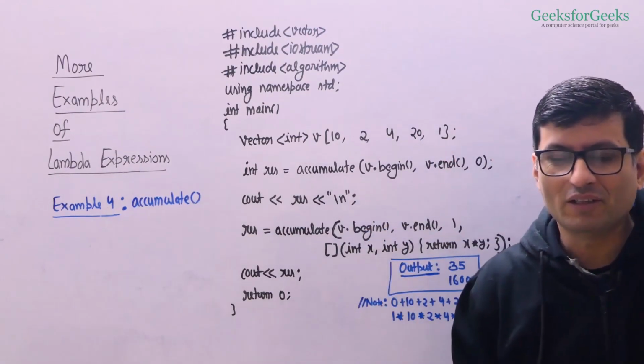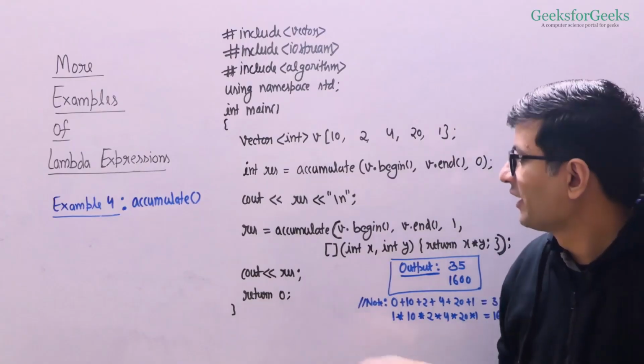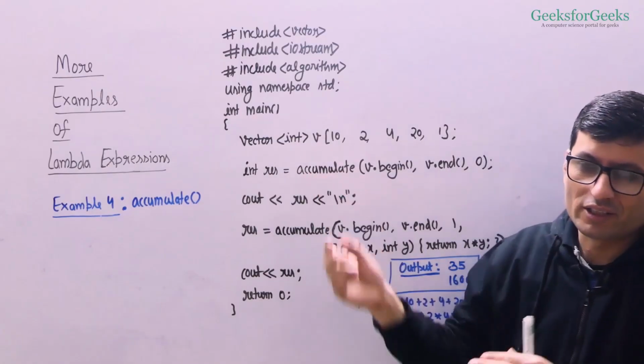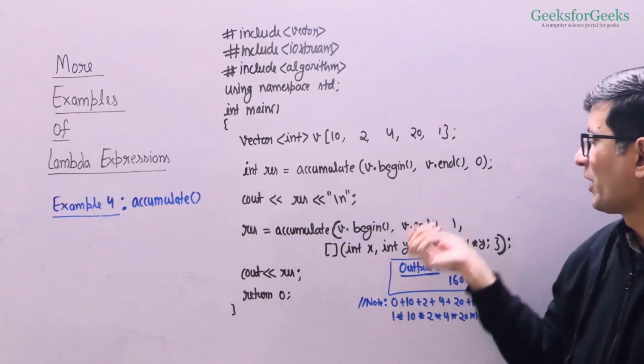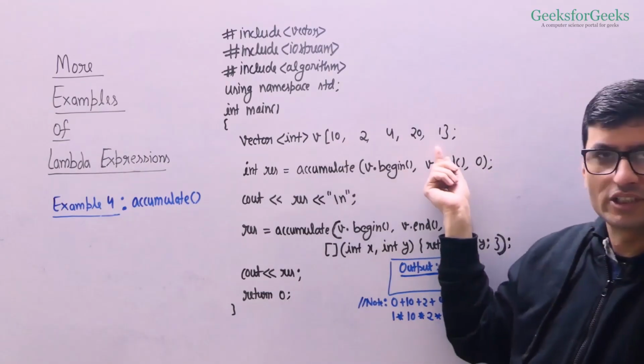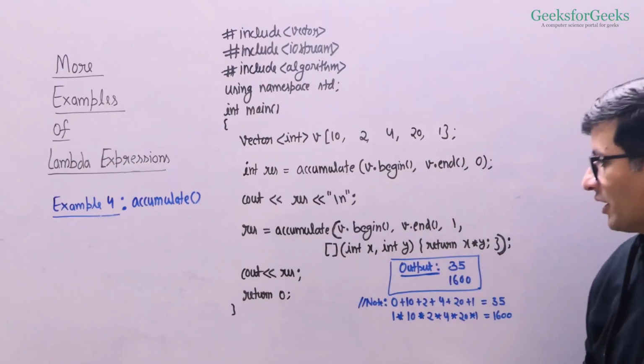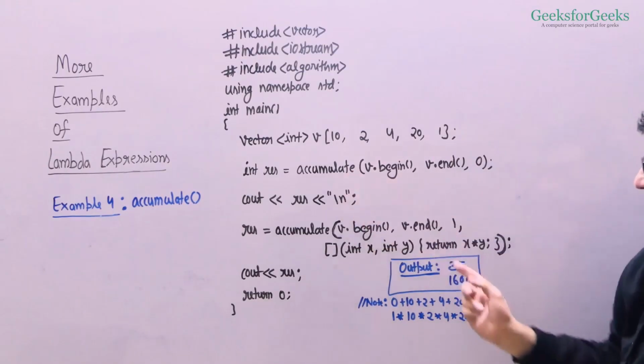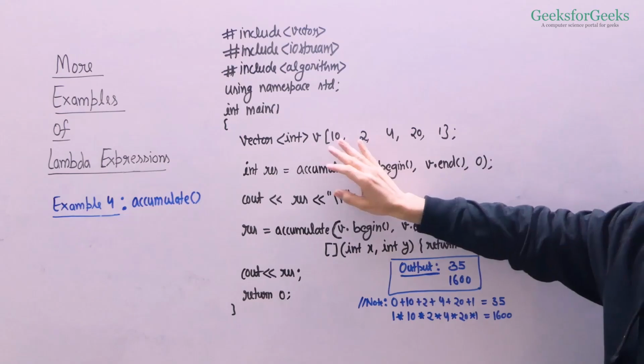In this example, we have discussed accumulate. Accumulate by default does the sum of elements. We provide an initial value. I have provided 0 here. It's going to add all these elements to 0 and give you the result. So the output of this accumulate is going to be 35, and we have not used a lambda expression here.